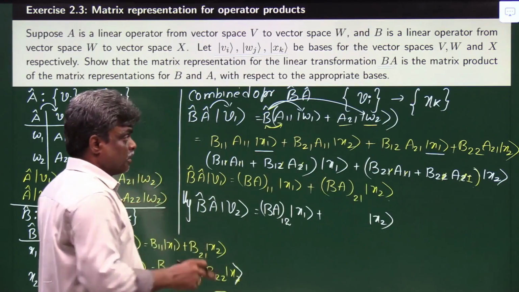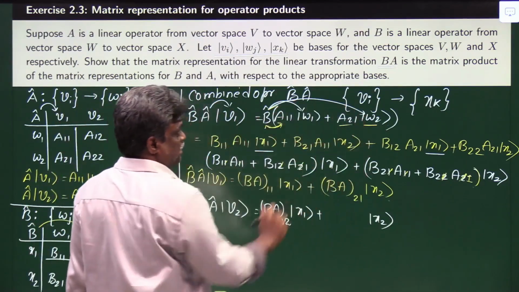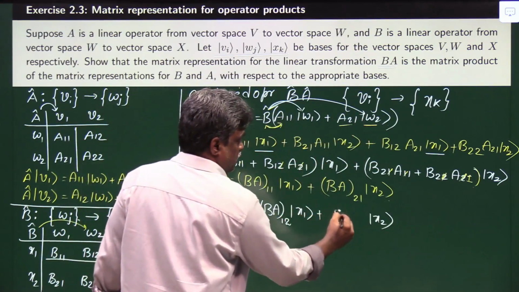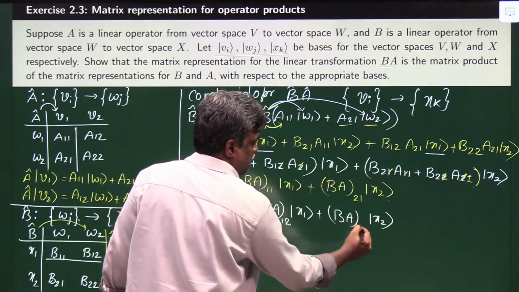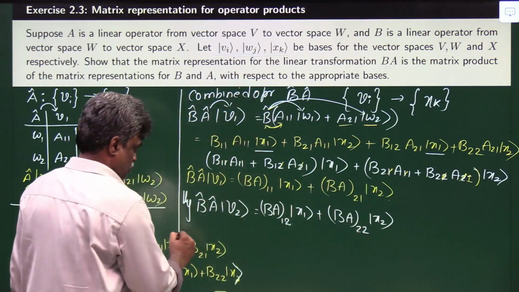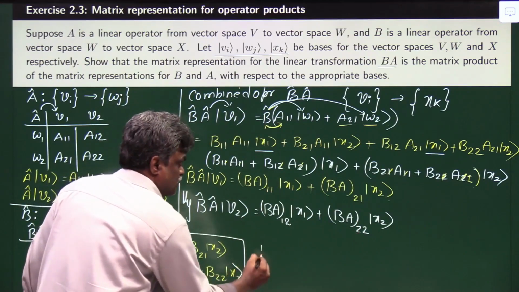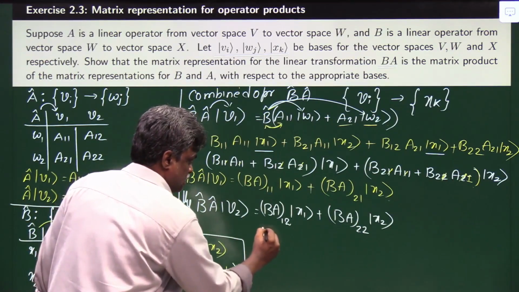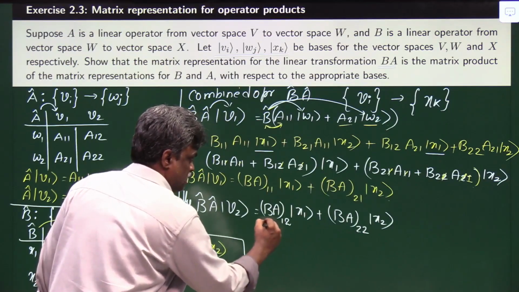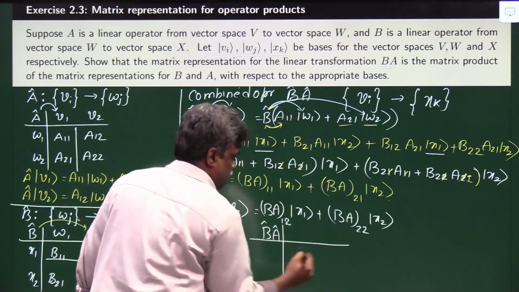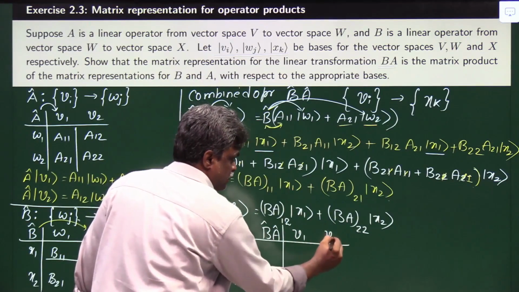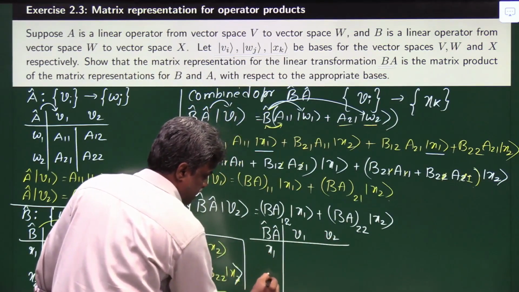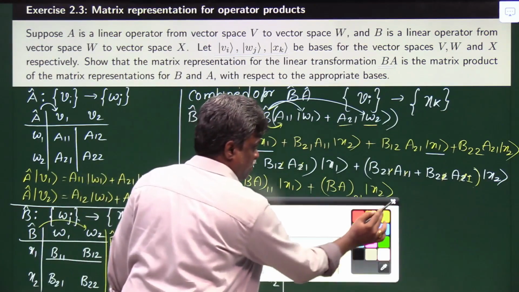Okay, combined product. Please, I request you, please do this algebra, then you will understand. And this is as usual a BA, a 2 by 2. So if you want to write this in matrix form, this is a BA combined operation, and the input bases are V1 and V2, and output bases X1 and X2.